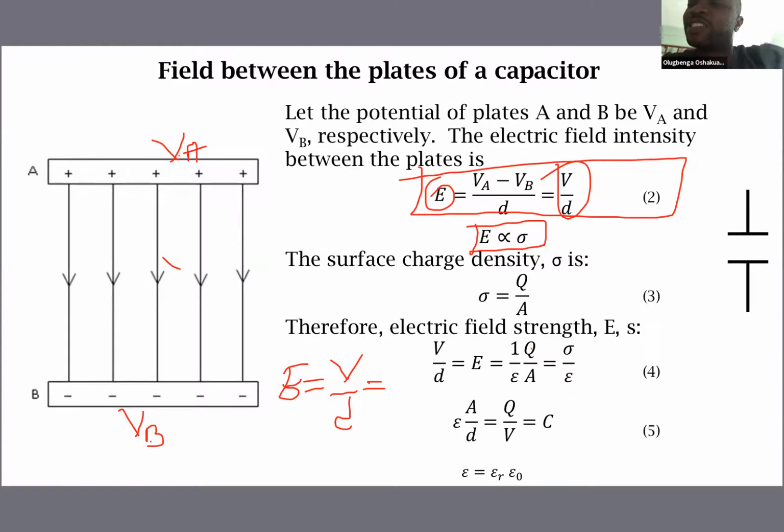The surface charge density sigma is proportional to the electric field strength. As the electric field strength increases, the surface charge density also increases. The constant of proportionality gives us E equal to sigma over epsilon, where 1 over epsilon is the constant and epsilon is the permittivity of the medium. So from E equal to sigma over epsilon, we can easily obtain V over D, just like we have here.